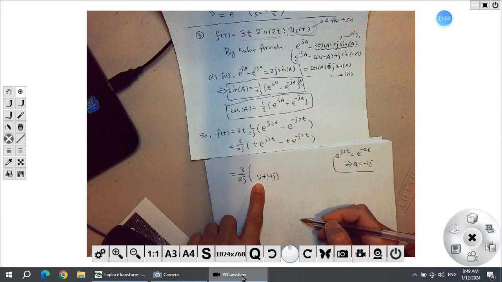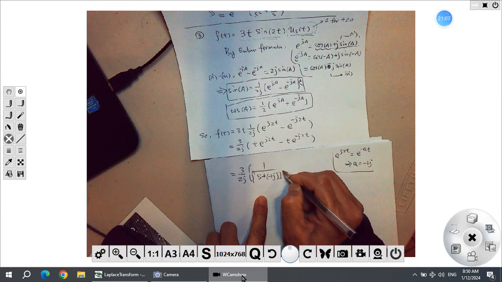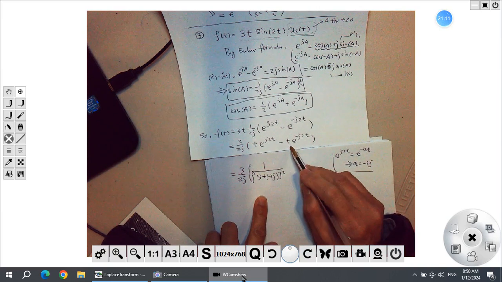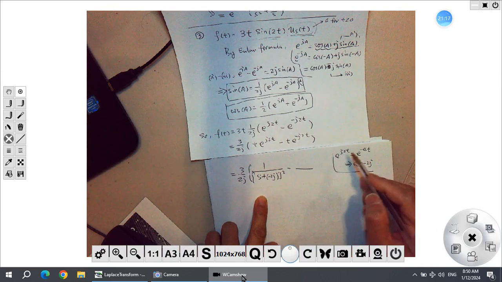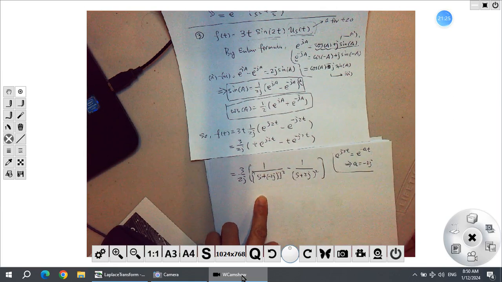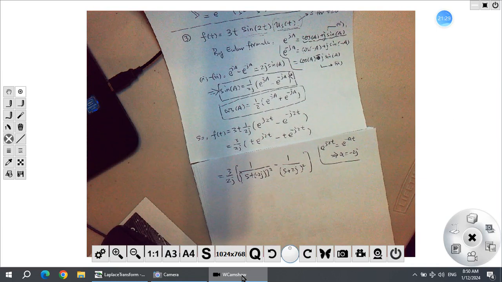Yeah, it is this one, and 1 over this with a square. And the second term, the minus, is similar to the first, but now a is just 2j. Here's a negative, then a is just 2j. So this is 1 over s plus 2j squared. Okay, almost done. We just need to simplify.